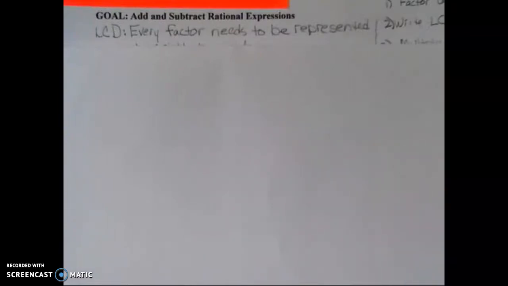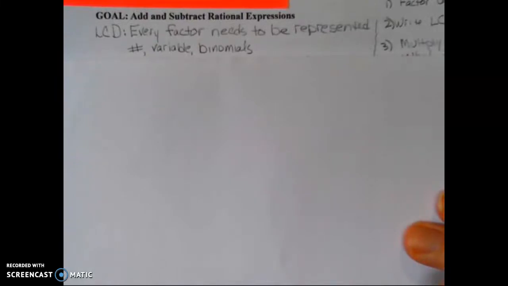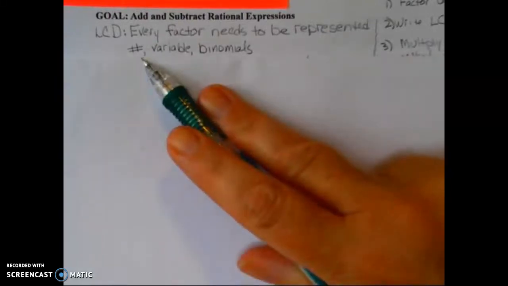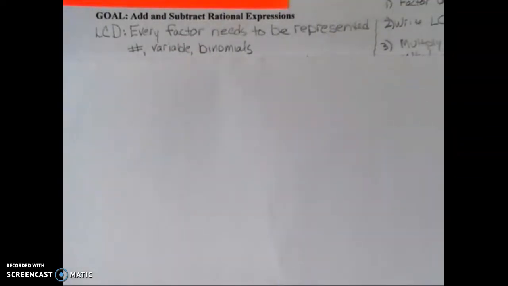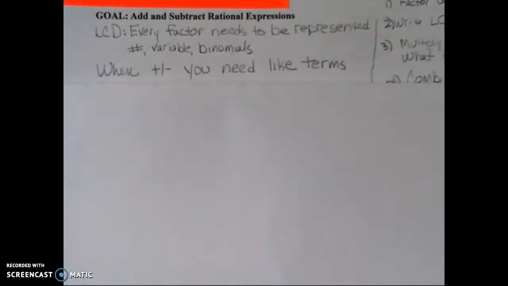Every factor needs to be represented when you're finding the common denominator. First, we'll talk about the number, then we'll talk about the variable, and then the binomials that are included in the factoring. When you add and subtract, you need like terms in order to combine them into one fraction.